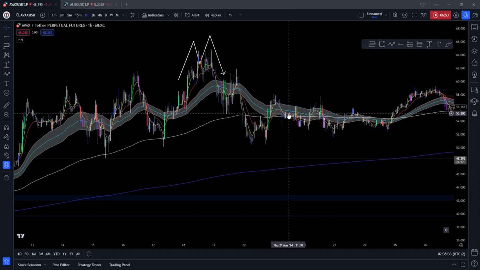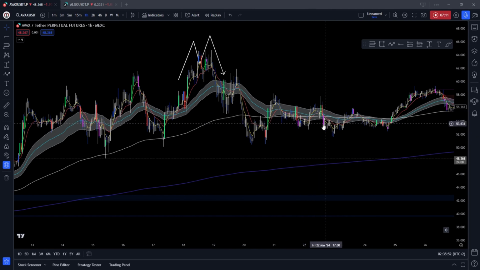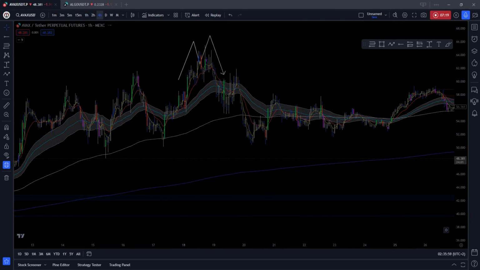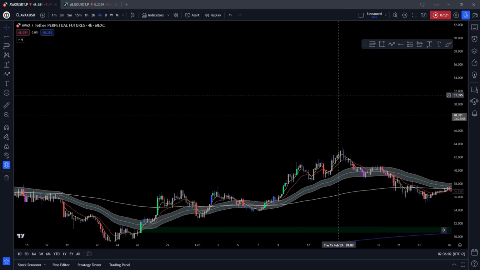So right here, price consolidates again. This little stop hunt right here, this was a fake stop hunt, as you can tell by the other candle right here, this pink volume candle. You see price moves up higher again, and then the same pattern repeats itself. Literally, it's crazy. And then you see price move up again.